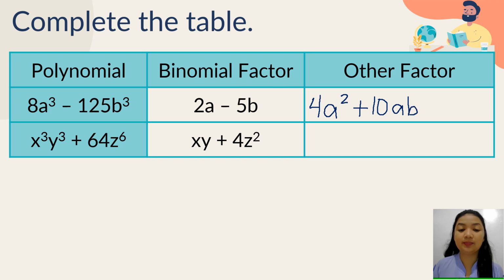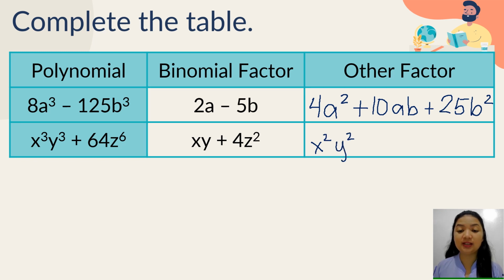AB, correct? Plus, yes, it's 25b squared. Then we have x cubed y cubed plus 64z to the 6. The binomial factor is already given, which is xy plus 4z squared. So square the first term, which is xy. So that is x squared y squared.